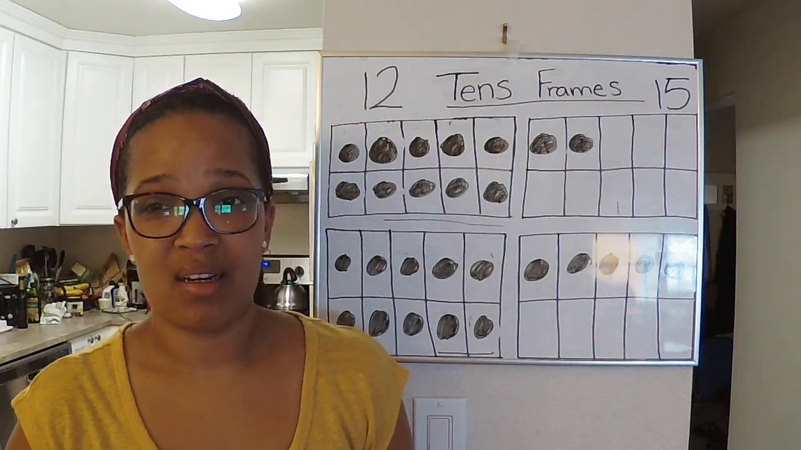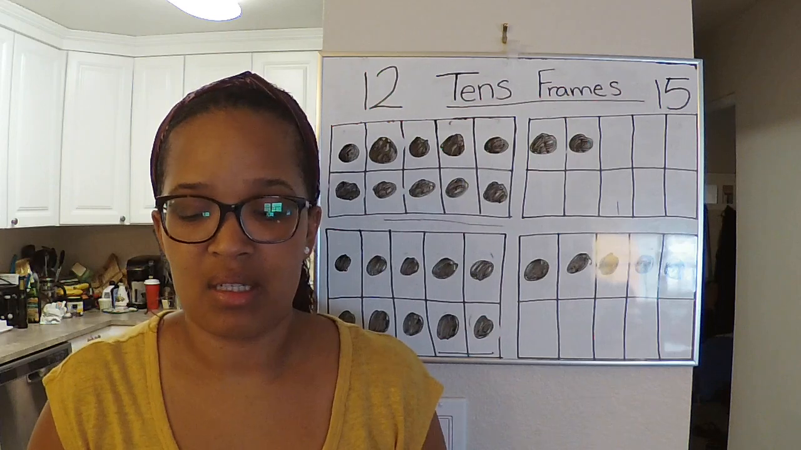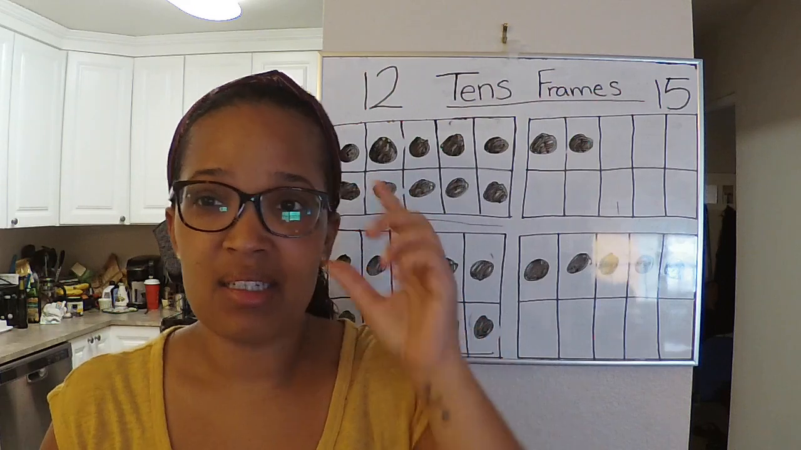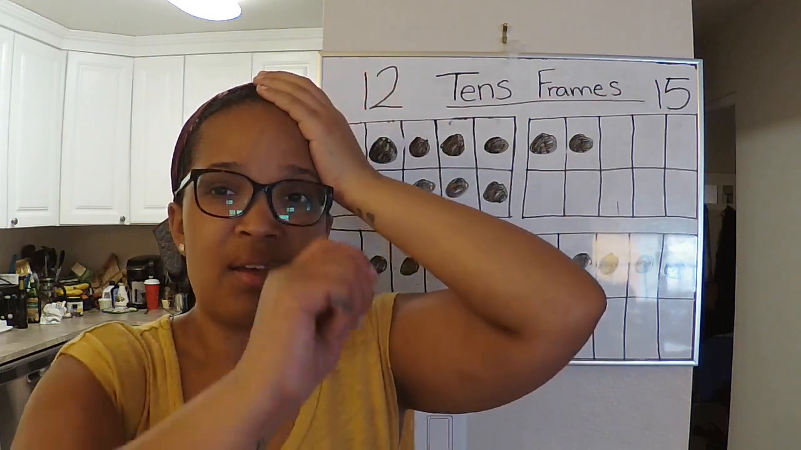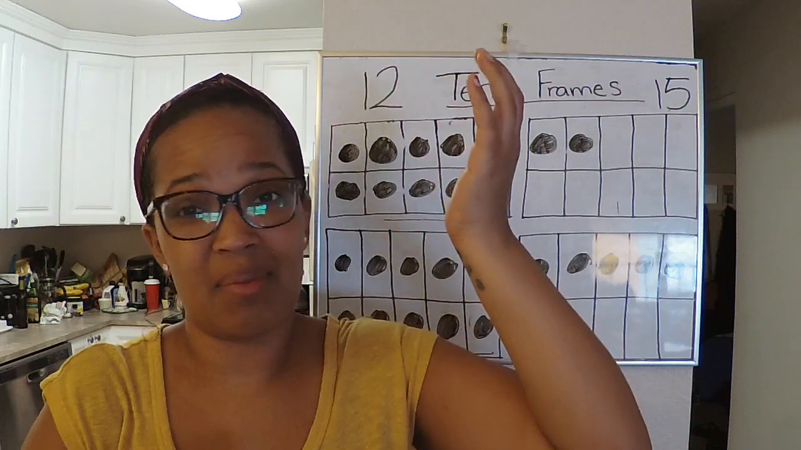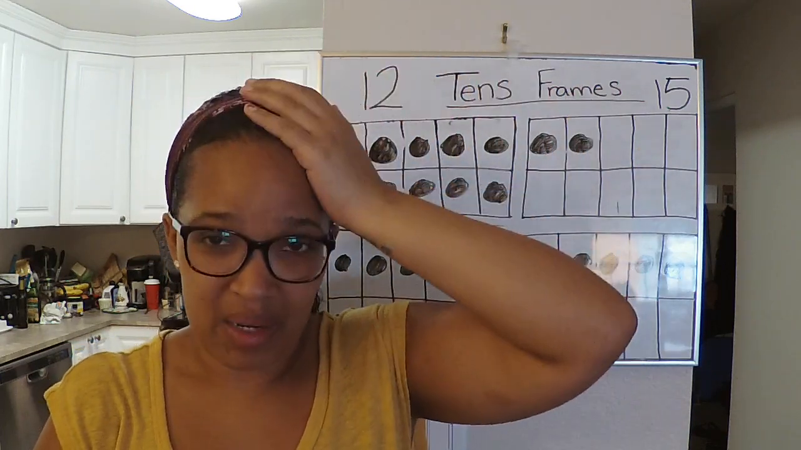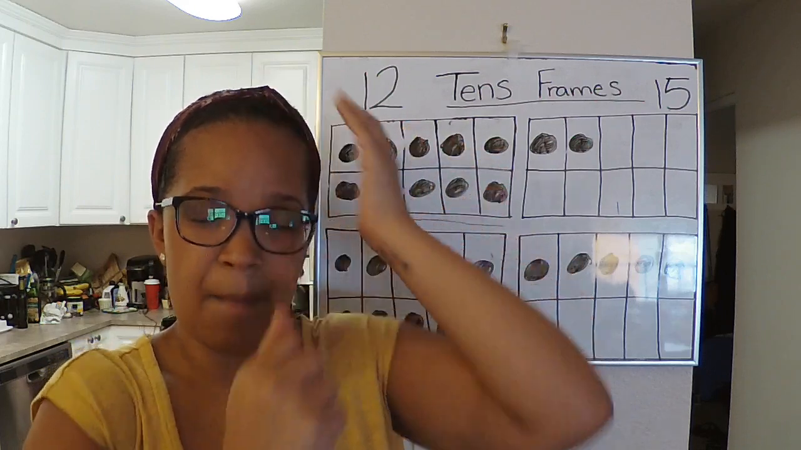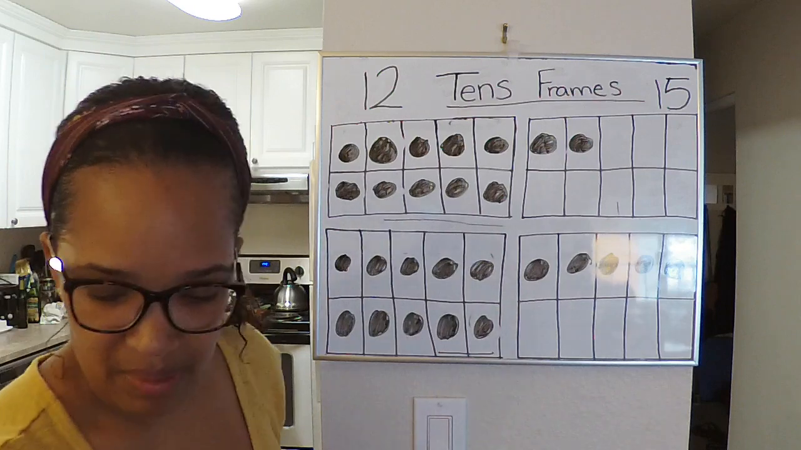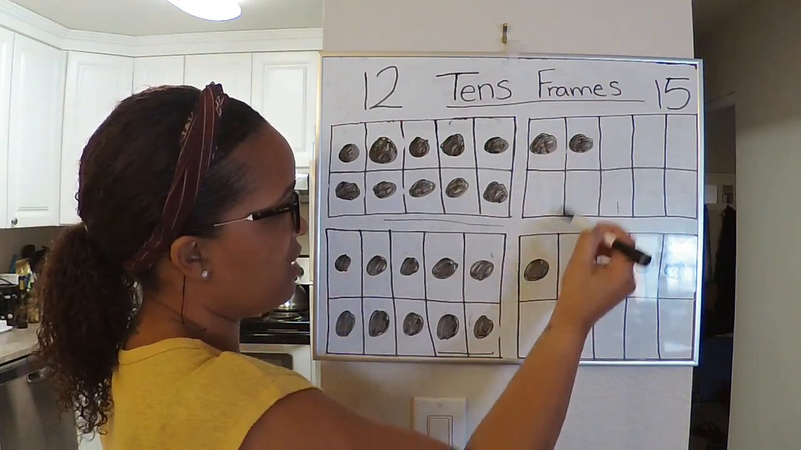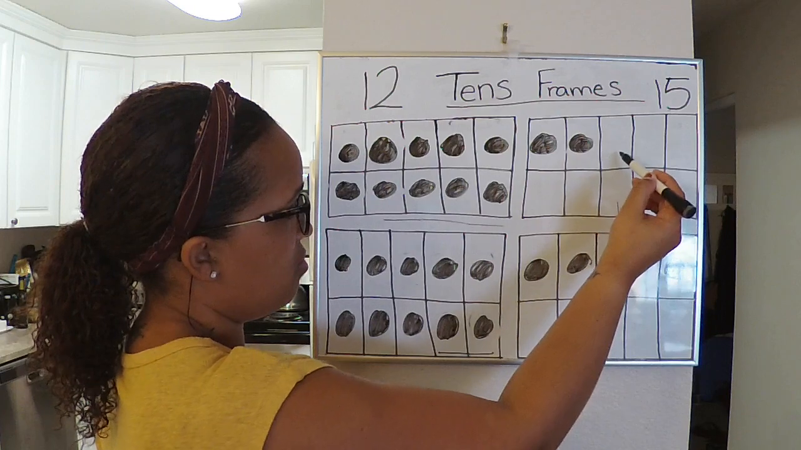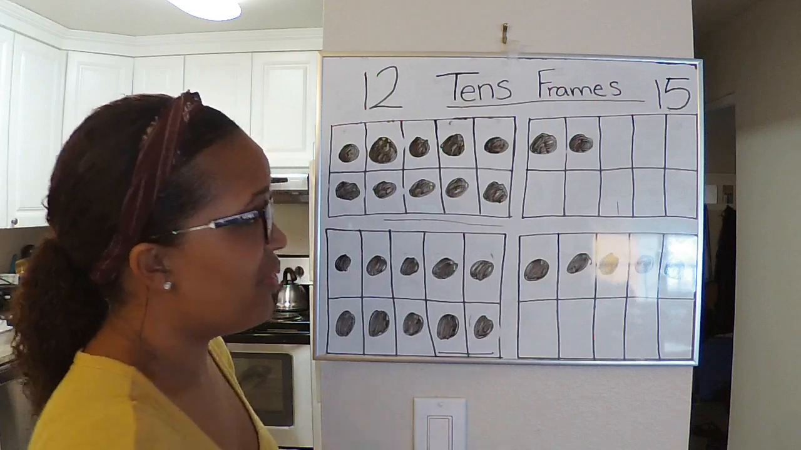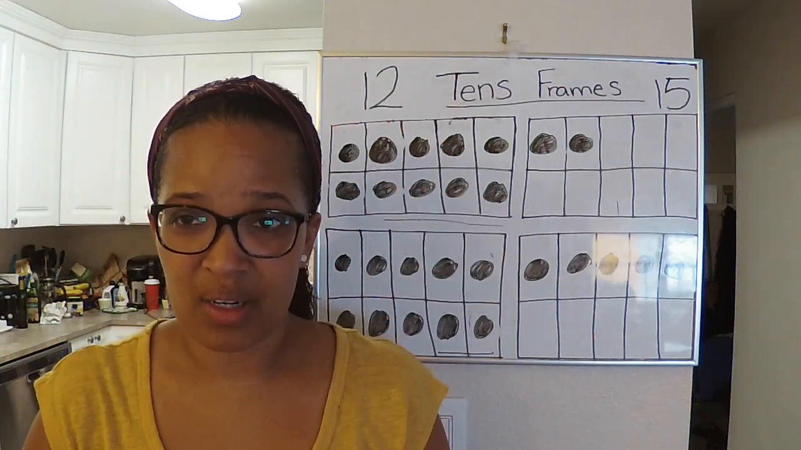But how much bigger? Well, let's talk about the ways that we can figure that out. I can put 12 in my head and see how many it takes me to get to 15. So I can say 12, 13, 14, 15, 3. Let's see. Can we match it and see if that's right? Okay, matched. Oh, there's no more. So 1, 2, 3. 15 is 3 bigger than 12.